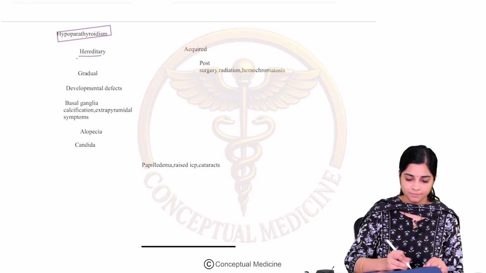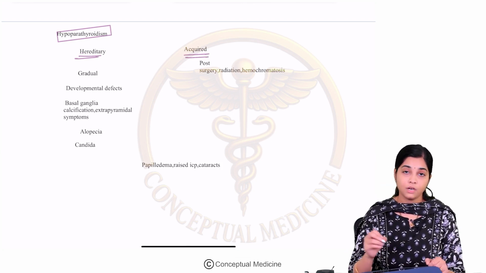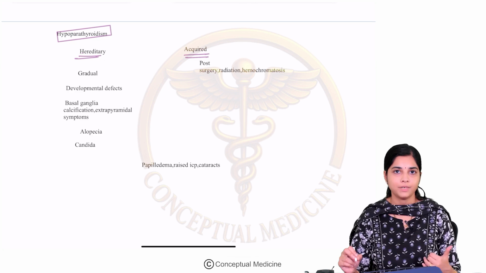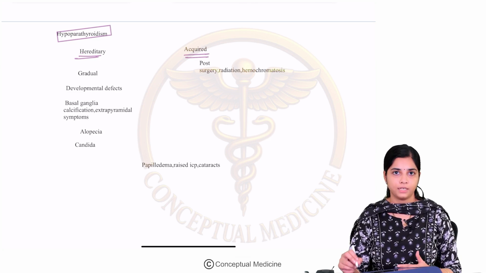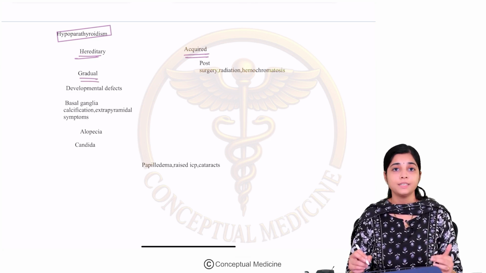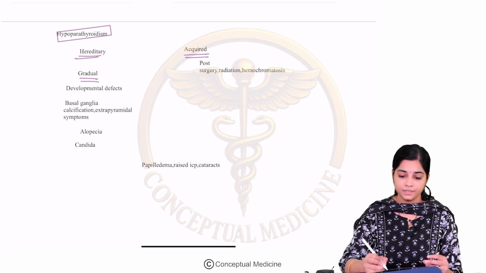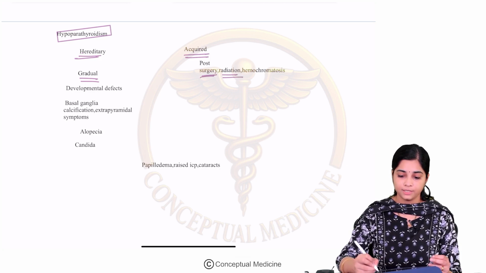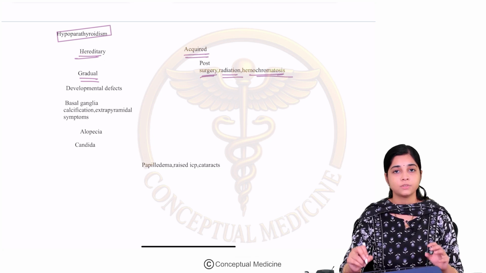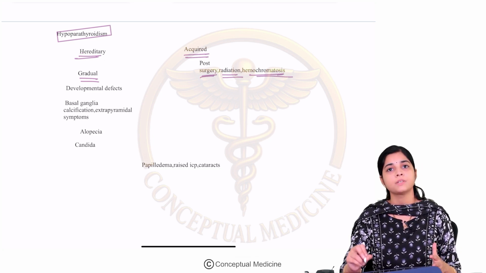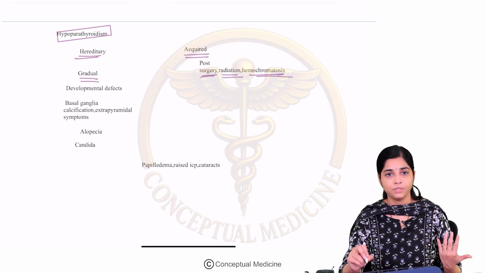So hypoparathyroidism can be due to hereditary as well as acquired causes. Okay, fine. So how is hereditary hypoparathyroidism different from acquired causes of hypoparathyroidism? Hereditary hypoparathyroidism has a more gradual onset, whereas acquired is most often post-surgery or post-radiotherapy or due to infiltrative conditions like hemochromatosis, amyloidosis and so on. So they have a more acute onset, especially post-surgical can be acute to subacute, but hereditary conditions are more chronic, they are more insidious.